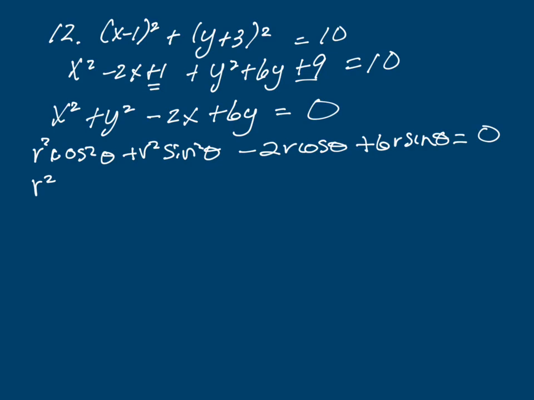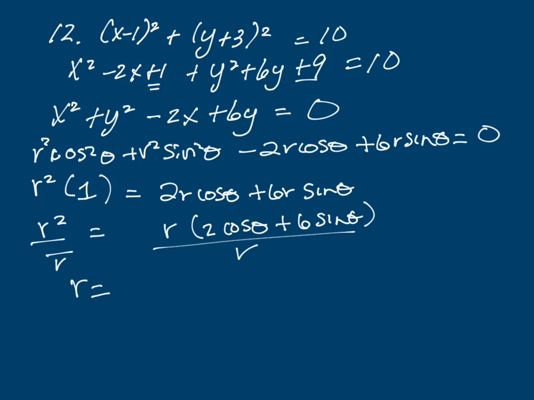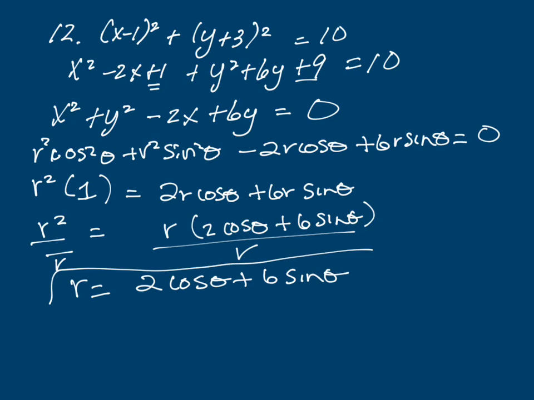All right, so r squared times 1 equals 2r cosine theta plus 6r sine theta. Let's factor out an r. It won't matter. I have to multiply it back. So I'll factor out an r, and then I get 2 cosine theta plus 6 sine theta. And so divide each by r, and I get r equals 2 cosine theta plus 6 sine theta. So that's the right answer.